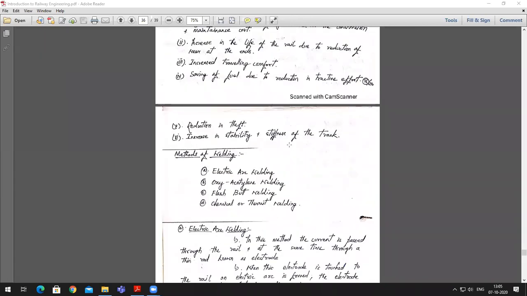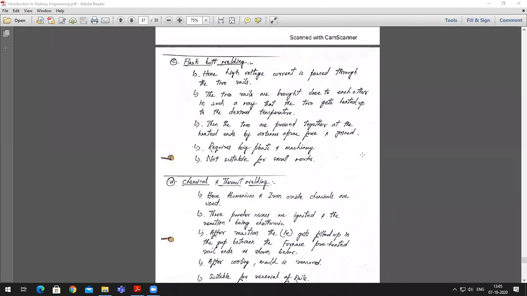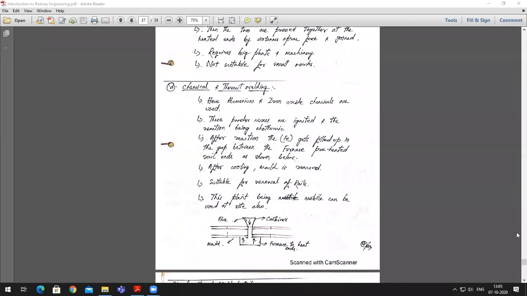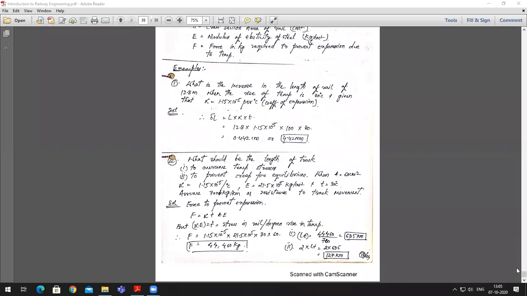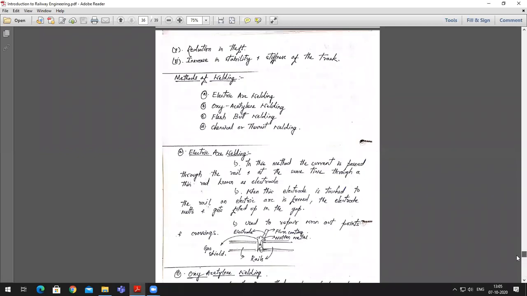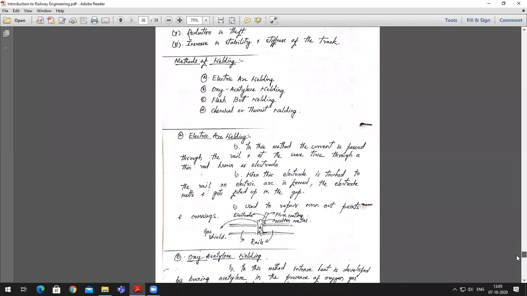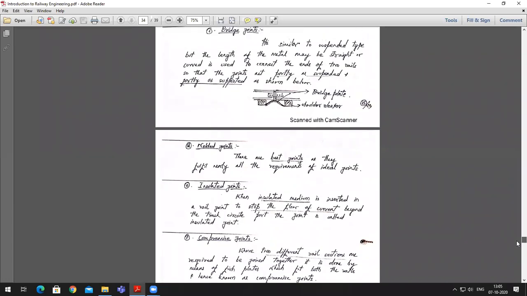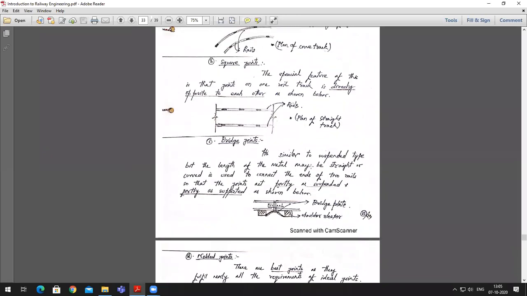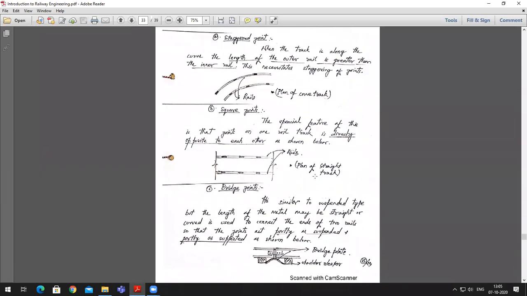So I think I'll stop here. Anyone has any doubt in this section? Any student? Or did everyone fall asleep? Someone needs to reply.